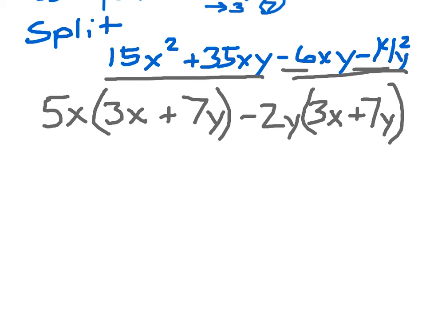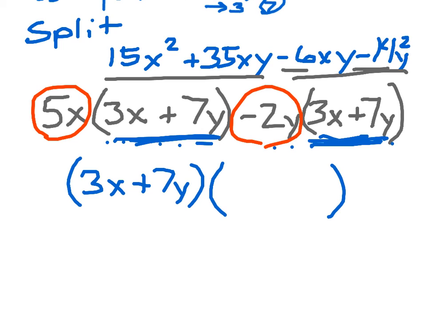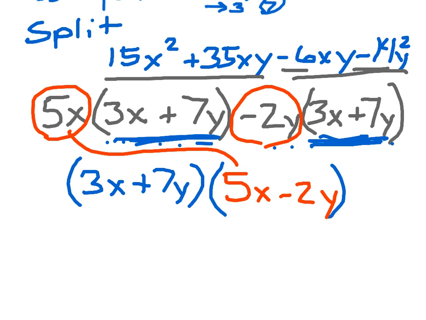Okay? So, your common factor in both of these terms is this 3x plus 7y. Okay? And you set that out front, you get 3x plus 7y. And if you take that out of both terms, what is left? You have a leftover 5x minus 2y. Done. This is it.